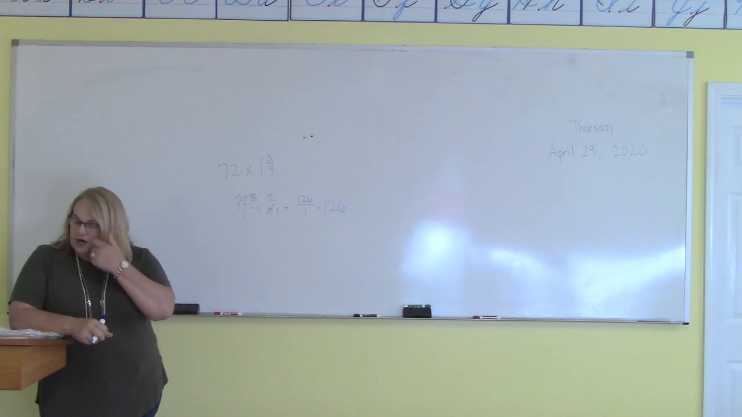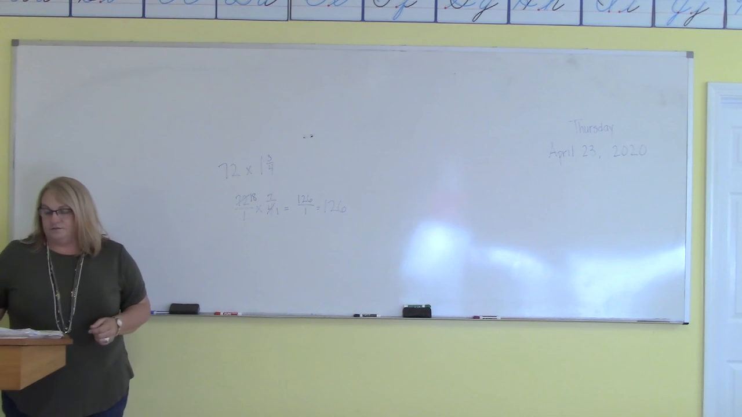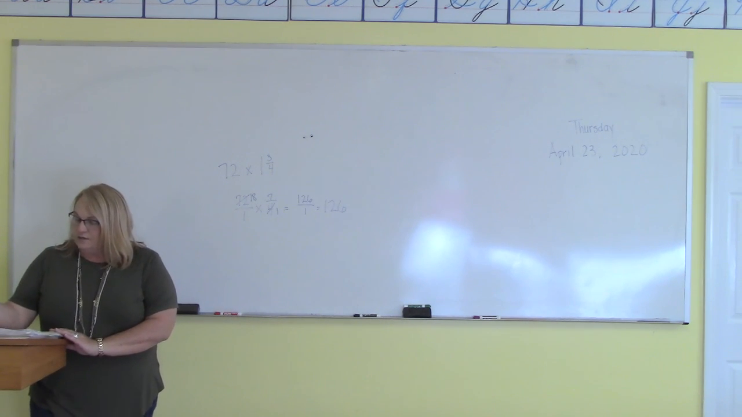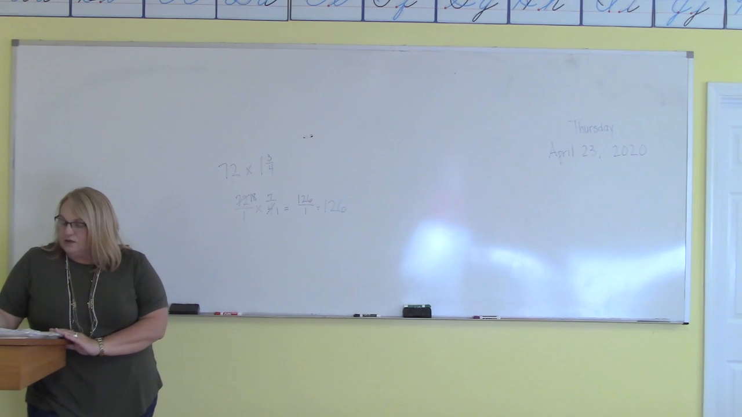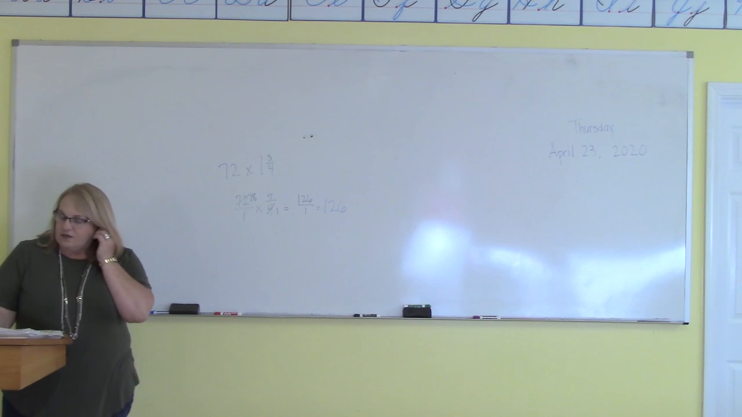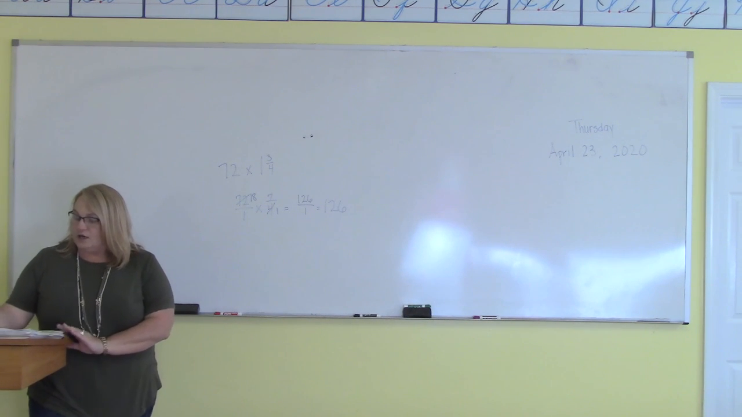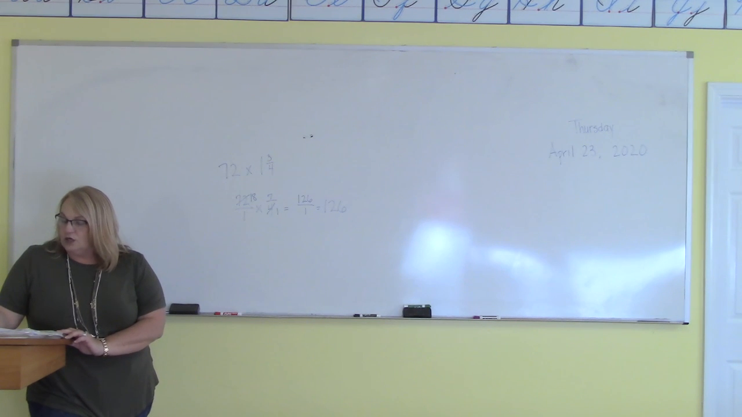3A, 1 yard is equal to how many feet? Good, 3 feet. B, 1 kilogram is equal to how many grams? Remember the prefix kilo means 1,000. So 1 kilogram is equal to 1,000 grams.